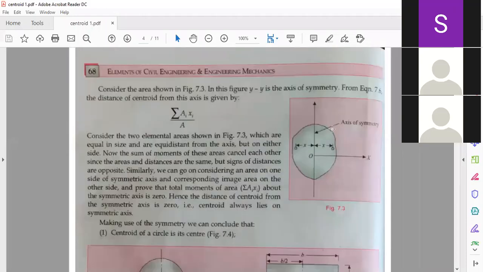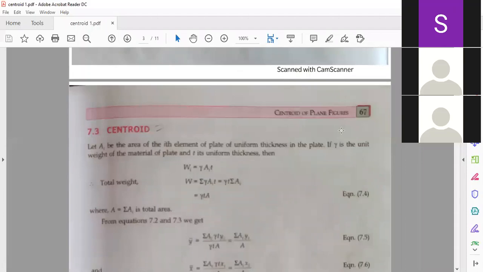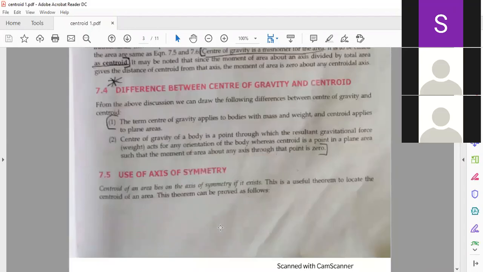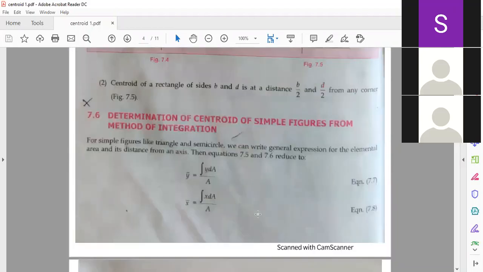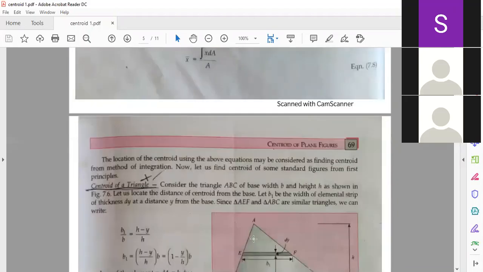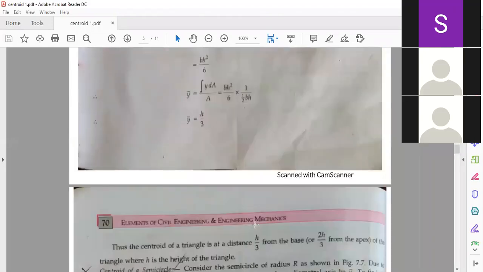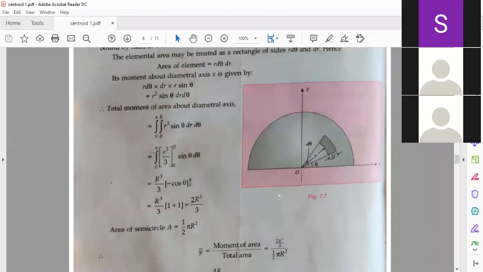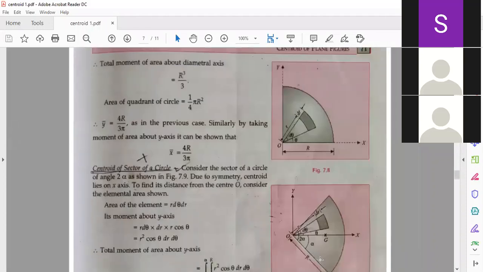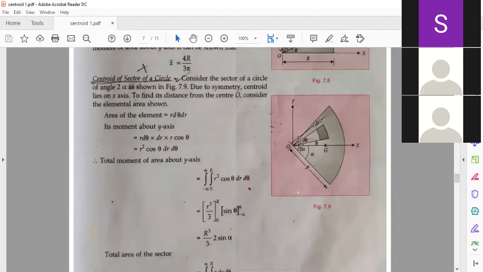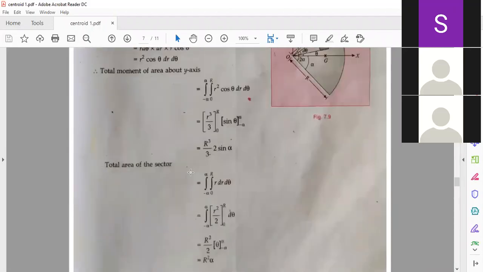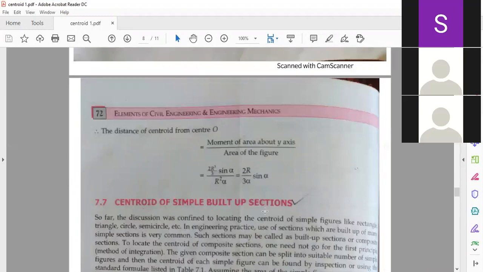The location of the centroid derivation is not important; only the theory you should know. It won't come in the exam. But you should know the difference between center of gravity and centroid. The location of the centroid of a triangle is important. The centroid of a semicircle is important. The centroid of a quadrant is important. The sector of a circle you can leave. Don't study the centroid of the sector of a circle. Next we'll work out problems.